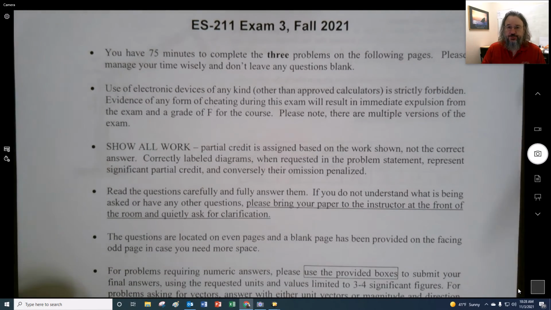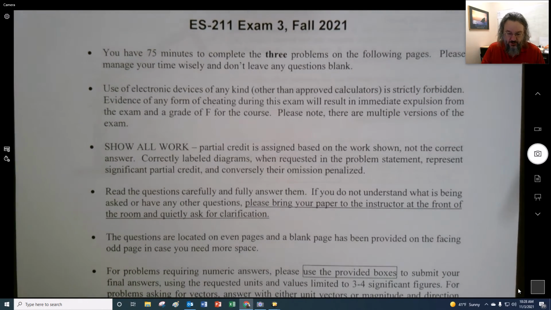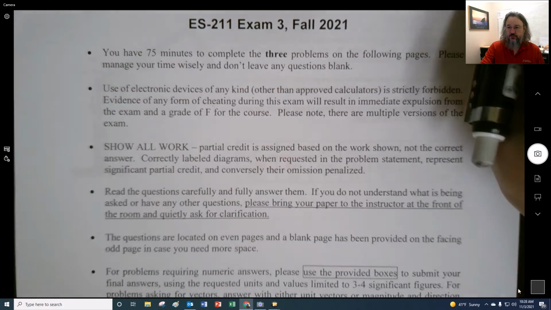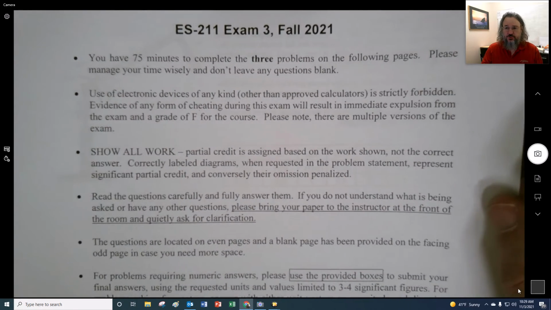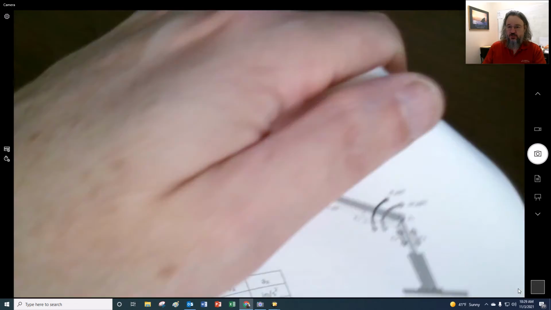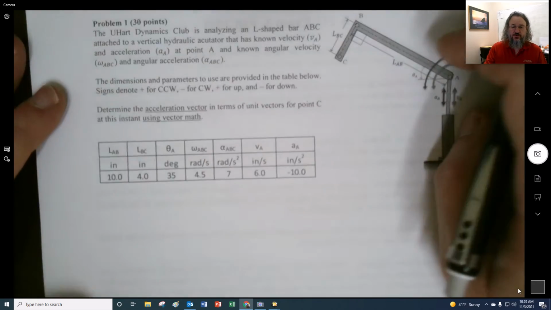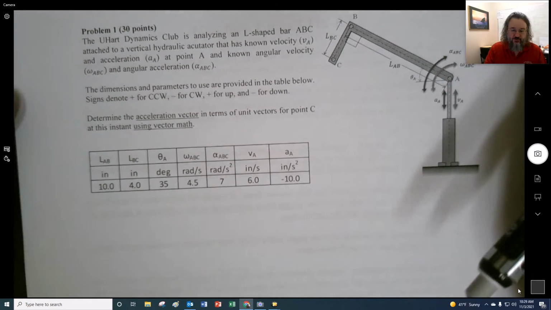Okay, so here's a solution to exam 3. There are 3 different versions of it, so I'm not sure exactly which one this is, but all the solutions are basically the same. It's just different values. I'll post the values in a different place.